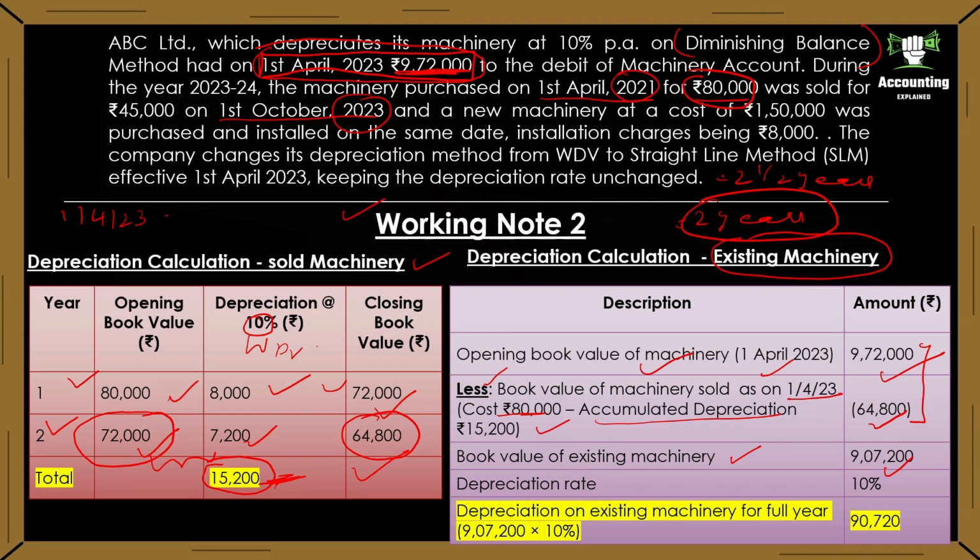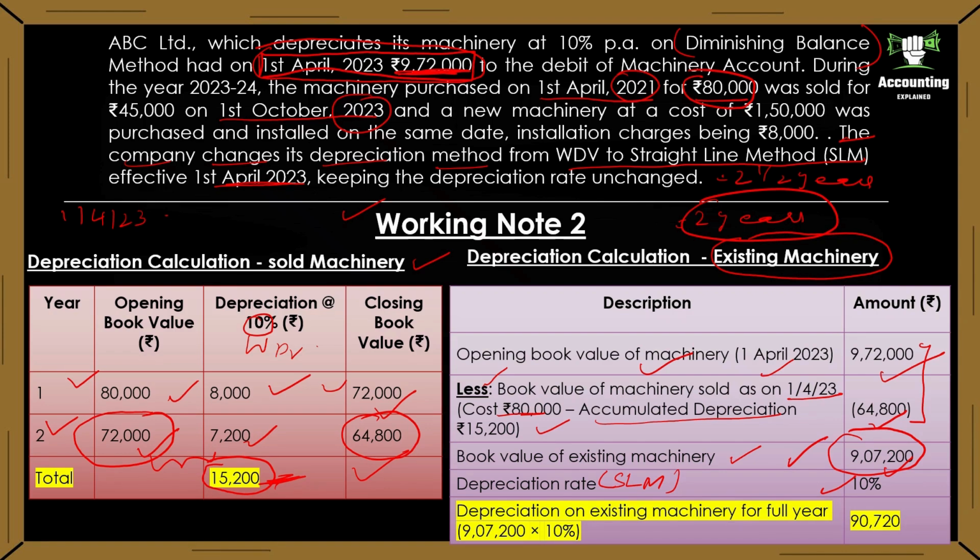Now, the depreciation rate is 10%. Here, we are changing, see here, the company changes its depreciation method from WDV to straight line method effective from 1st April 2023. So this depreciation rate should be on SLM, straight line method. Okay, but for this, we have to take only the book value. Though we are following the straight line method, we have to take only the book value. When changing the method of depreciation, the book value of the asset on the date of change is used. So here what we are using? 9,07,200 only, regardless of the previous method, whether it is straight line or WDV.